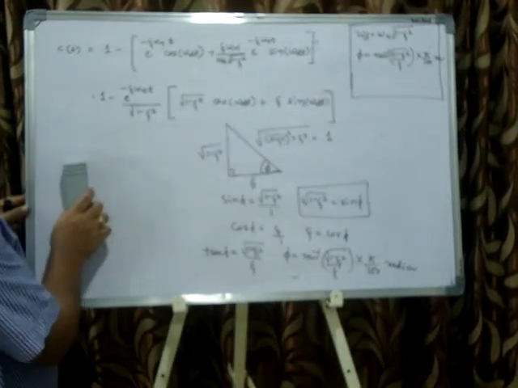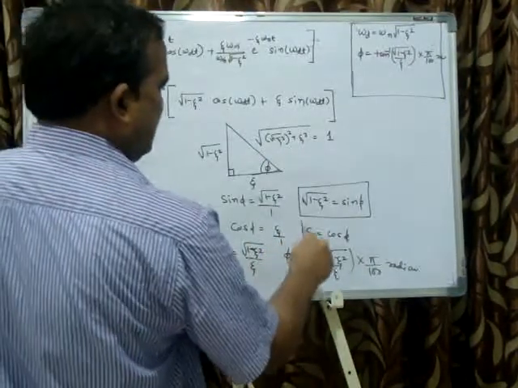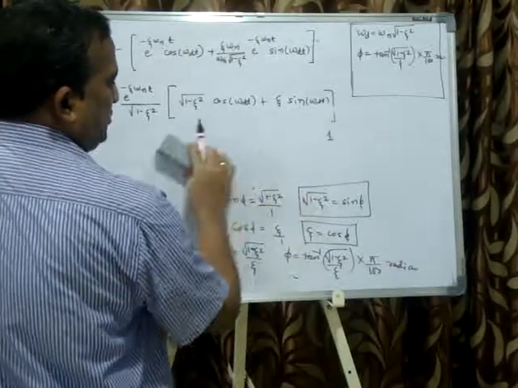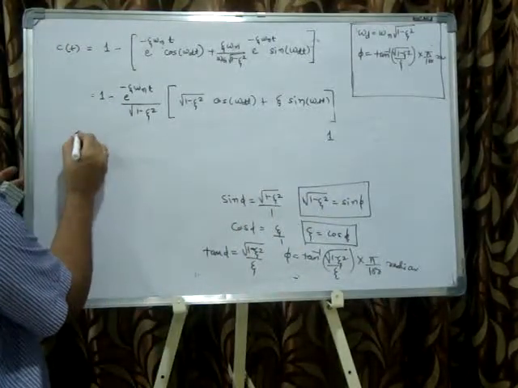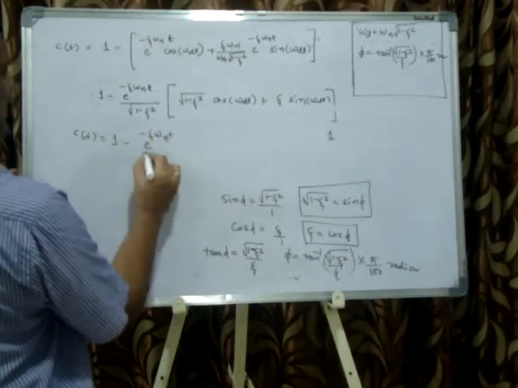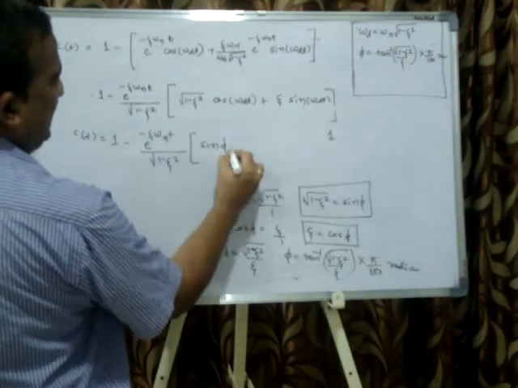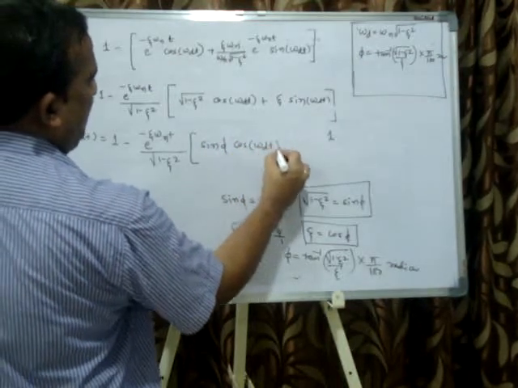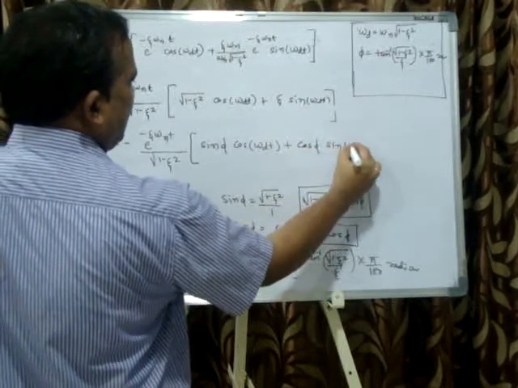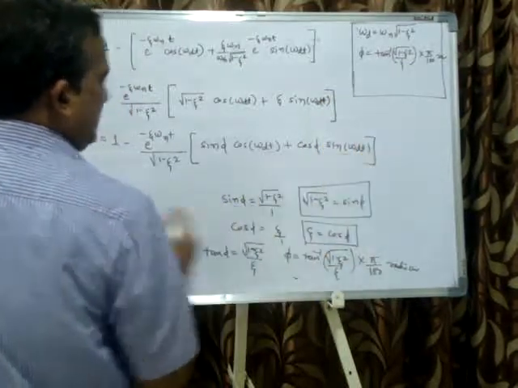So now I will substitute this value and this value. Both the values I have to substitute. So now C of t equal to 1 minus e raised to minus zeta omega n t divided by root of 1 minus zeta square. So this becomes sine phi, and this already is cos, plus zeta becomes cos phi and sine. Now what does this become?